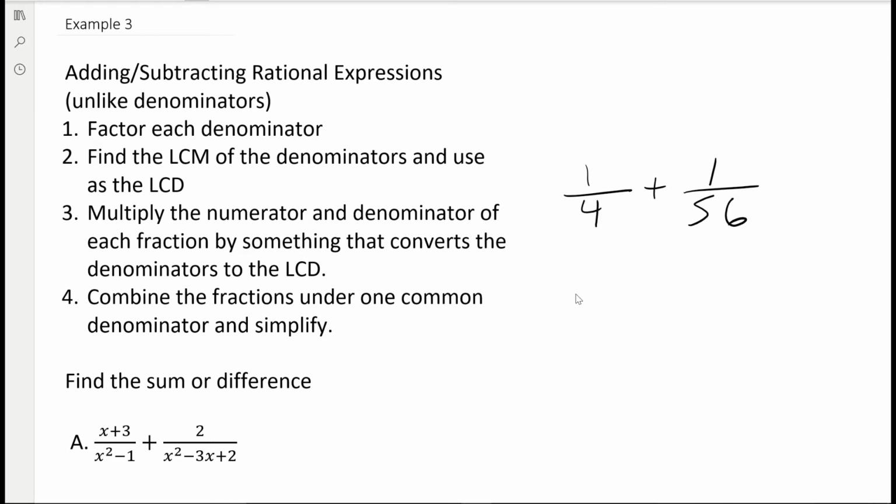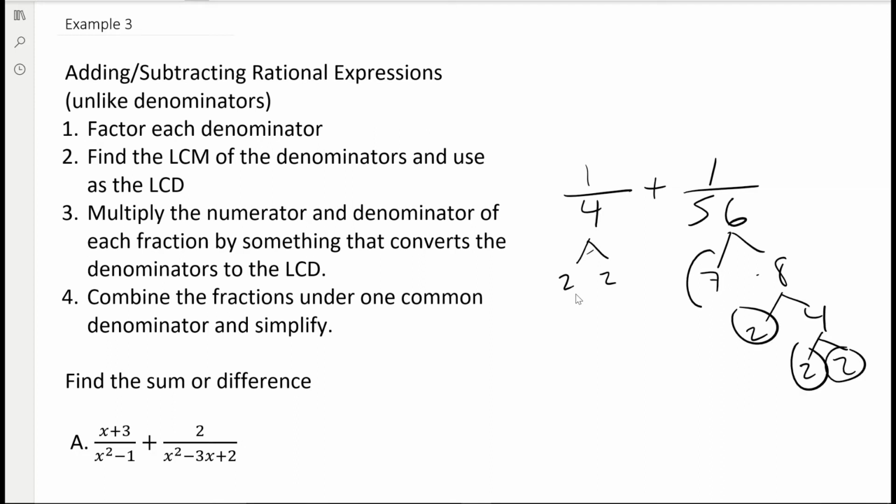If we follow the first step, factor each denominator: 4 breaks into 2 times 2, and 56 breaks into 7 times 8, and then 8 is 2 times 4, and then 4 is 2 times 2. So these are all my prime numbers. If I want to find the least common multiple, which in this case I'm going to call the least common denominator, because we're looking at denominators here, well, this 4 can be written as 2 squared.